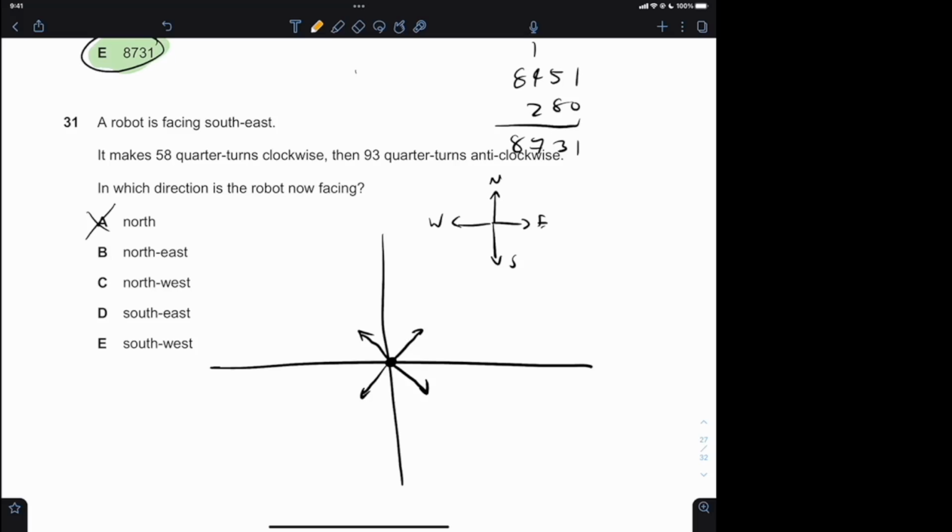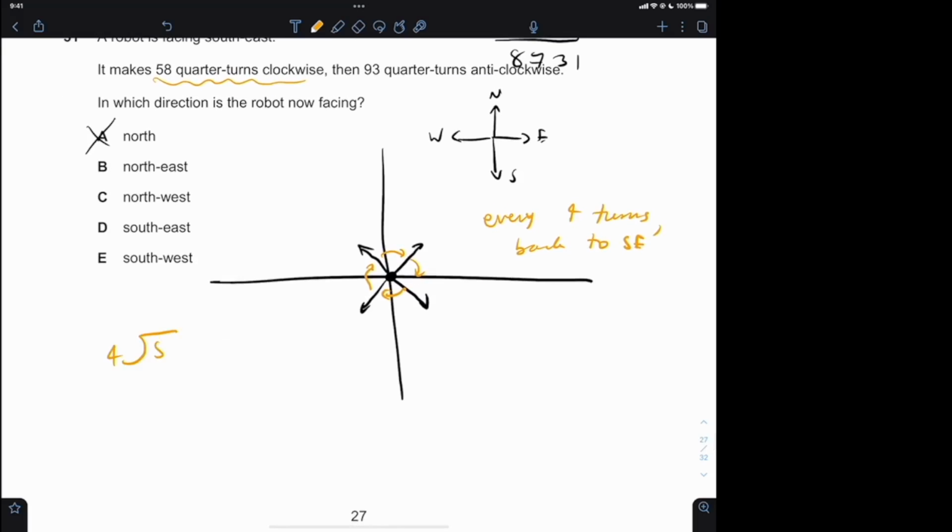Now, 58 quarter turns clockwise. All right, so basically what we can establish here, right? So we start here, and we're making 58 quarter turns this way, clockwise. We know that every 4 turns, we're back to the start, right? We're back to southeast. So that means that after 8 turns, we're also back to southeast. After 12 turns, we're back to southeast, etc. Every multiple of 4, we're back to southeast. So what's the closest multiple of 4 to 58? Well, that would have to be 56, because that goes into 58 how many times? Let's check it out. Goes into 58 14 times.